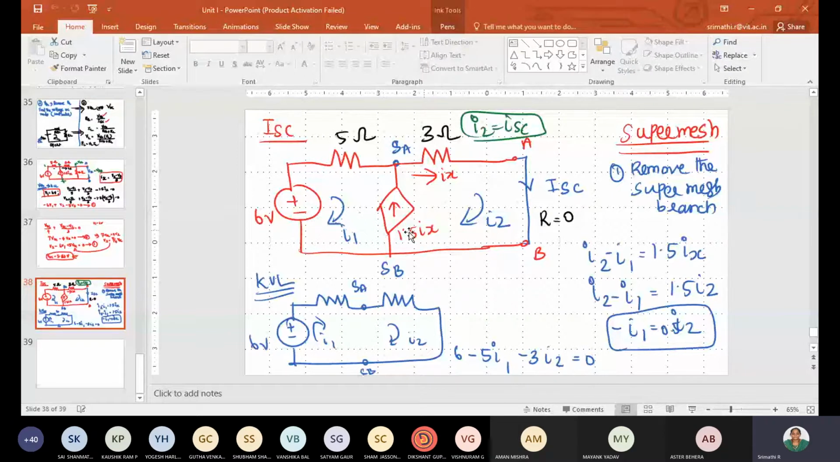So I2 minus I1 is equal to 1.5x. Then bring it in terms of I1 and I2. So remove this branch and write the common KVL equation. So 6 minus 5 I1 minus 3 I2 is equal to 0. With that we stopped yesterday.